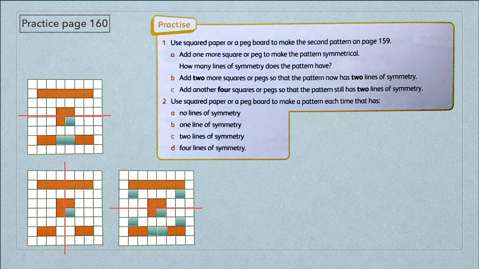Question number 2. Use squared paper or a pegboard to make a pattern each time that has no lines of symmetry, one line of symmetry, two lines of symmetry, and four lines of symmetry. Actually, here I'm pretty much interested to see your own answers. I want to see what shapes you're coming up with. So I give you some time to think about all four choices. Then I will represent my own personal answers. Go for it.